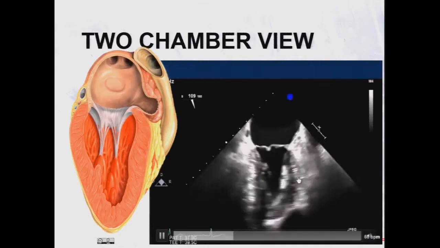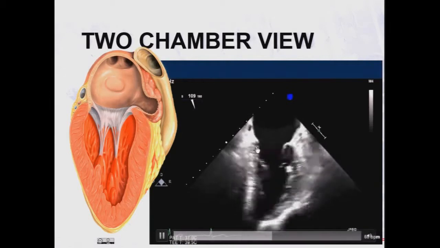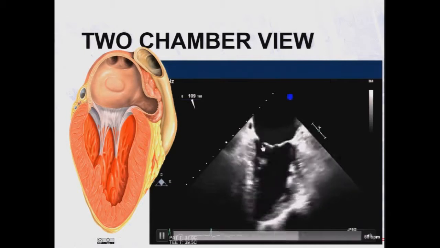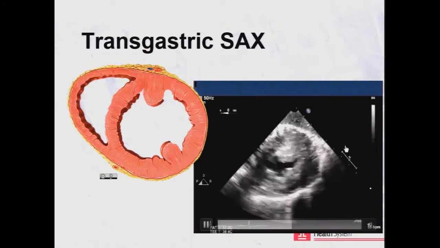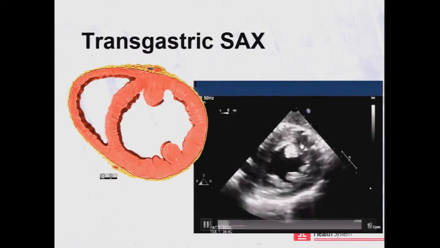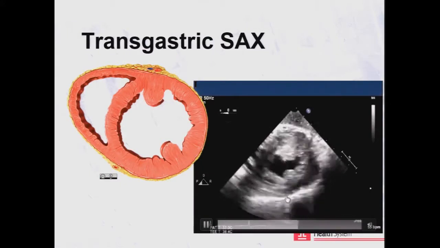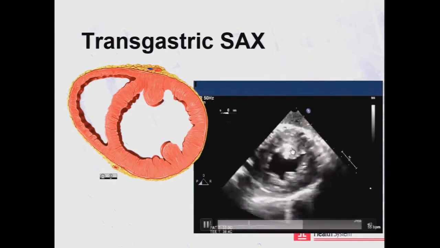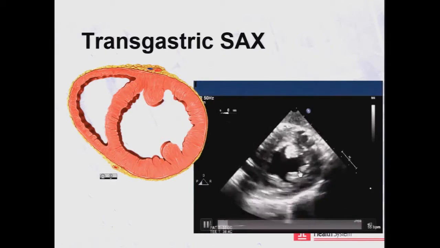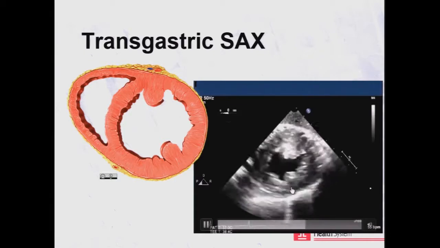This is the 2-chamber view, the anterior wall of the LV and the inferior wall. Again, the posterior leaflet of the mitral valve, the anterior leaflet, coronary sinus. This is the transgastric short axis view. Remember, anterior is now at the bottom of the picture, so this is the posterior medial papillary muscle, and this is a 2-headed anterolateral papillary muscle.